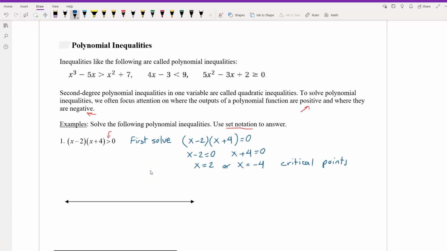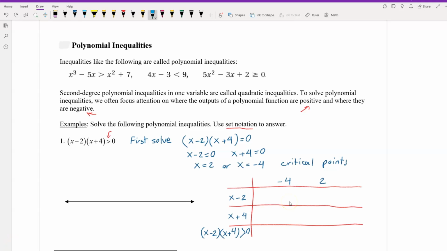First, solve x minus 2 times x plus 4 equal to 0. So what we have here, x minus 2 equal to 0. Solving for x is 2. x plus 4 equal to 0. Solving for x is negative 4. So we have x equals 2 or x equals negative 4. These 2 points are critical points.